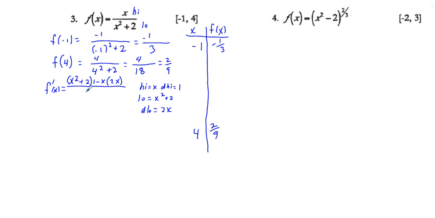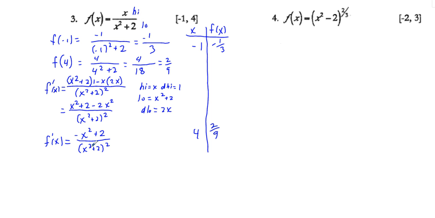And we're going to have this all over the denominator squared, which is going to be quantity x squared plus 2 squared. So simplifying our numerator, we have x squared, and then 2 times 1 is going to be plus 2, and then we're going to have minus 2x squared, and it's going to be over quantity x squared plus 2 squared. And then just simplifying, we have x squared minus 2x squared. We're going to have negative x squared plus 2 over quantity x squared plus 2 squared. That's going to be f prime of x.